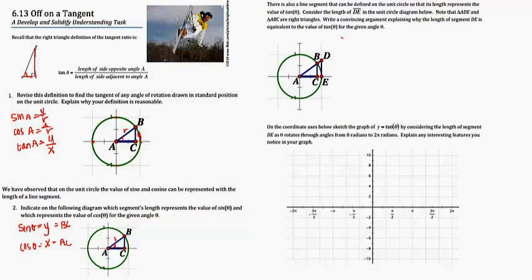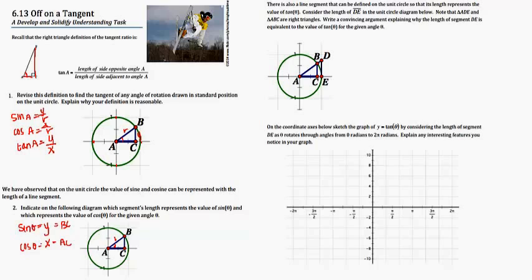There is also a line segment that can be defined on the unit circle so that its length represents the value of tangent. Consider the length DE in the unit circle below. Note that triangle ADE and ABC are right triangles. They're both right triangles, making them similar. Write a convincing argument explaining why the length of segment DE is equivalent to the value of tangent.